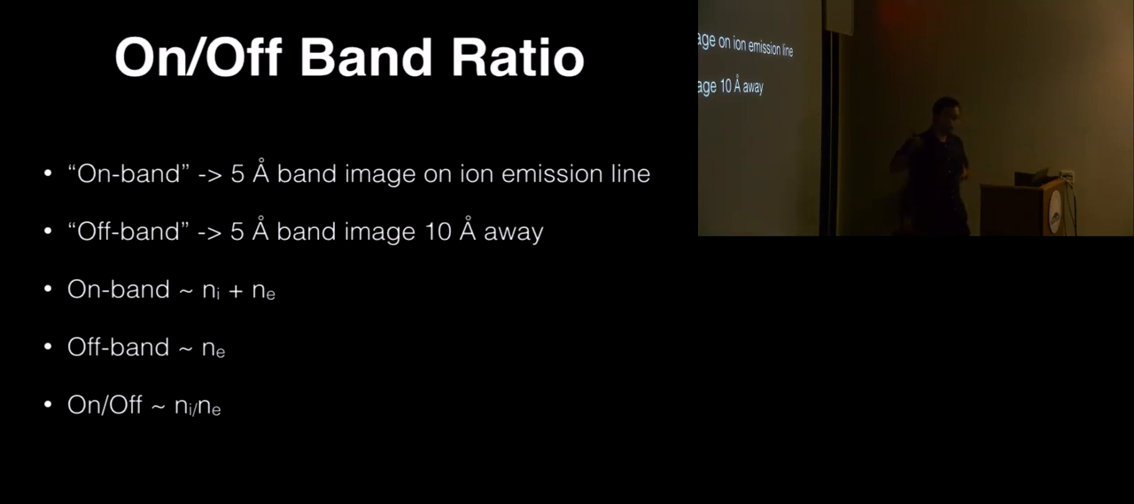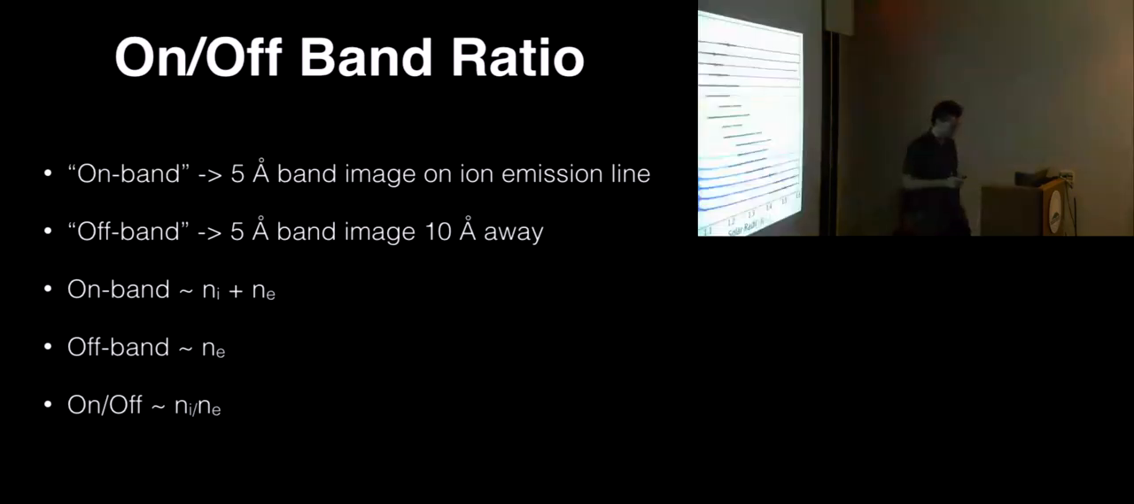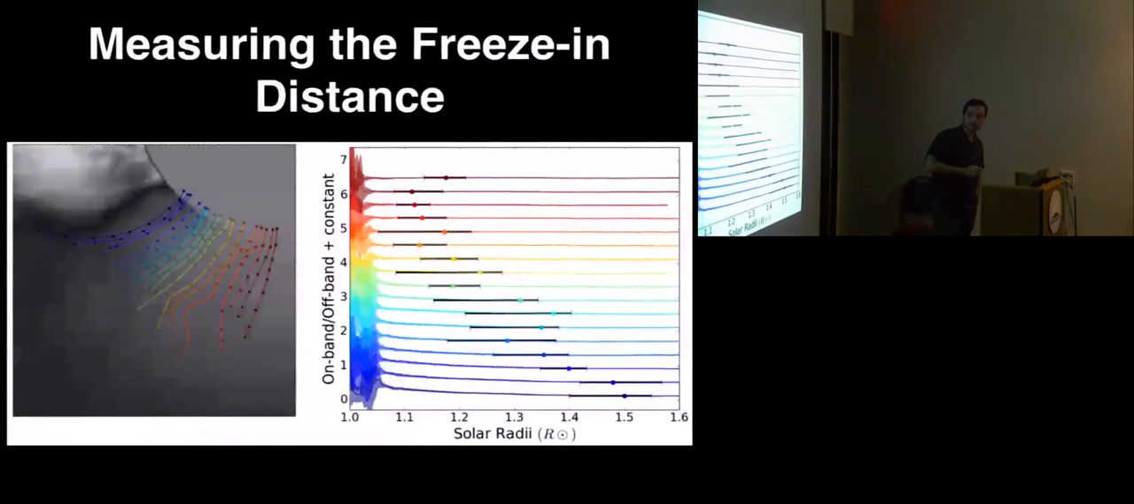So the point at which this ratio is flat, or not changing anymore, is where you say the plasma has frozen in. So what I've done is to develop a graphical user interface to identify individual field lines of outflowing plasma in the corona. And then along these lines, I measure what that ratio is. And then there's an algorithm I wrote that determines the point at which this line is sufficiently flat and measures that as the freeze-in.